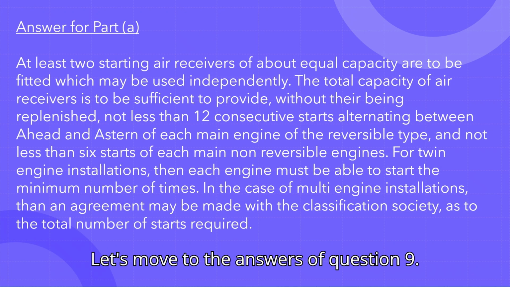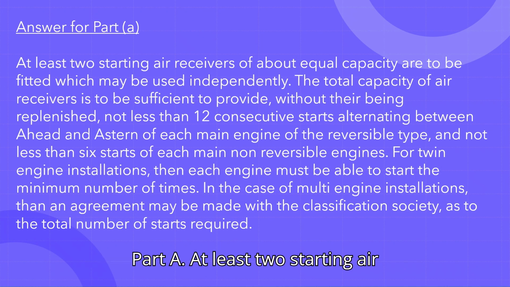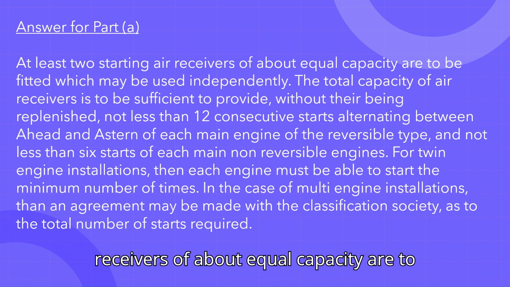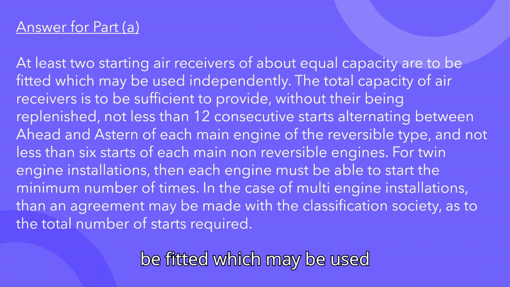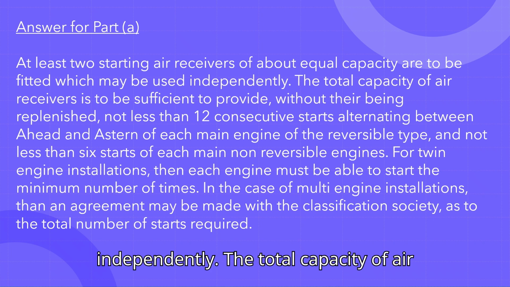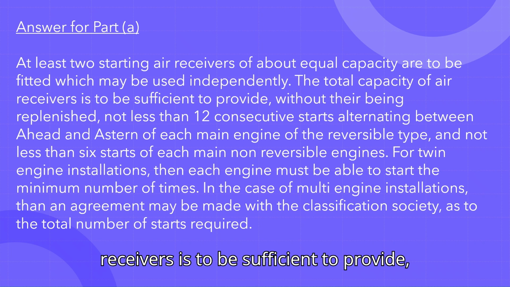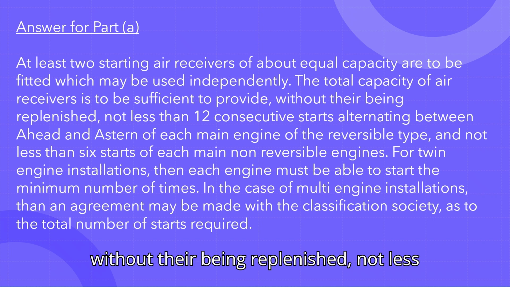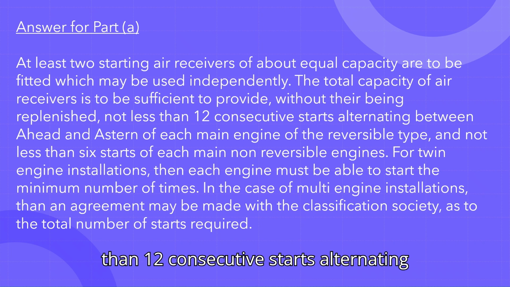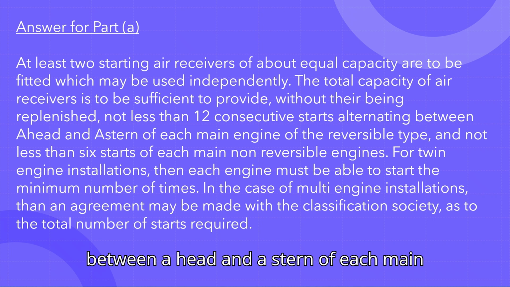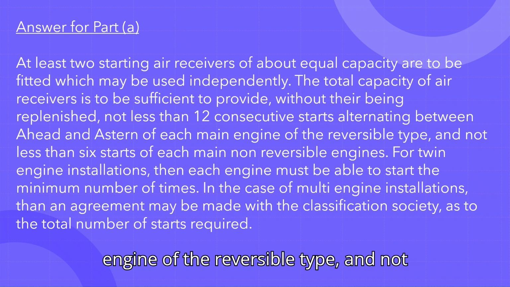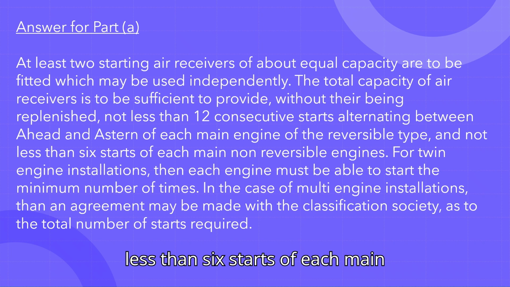Let's move to the answers of question 9. Part A. At least 2 starting air receivers of about equal capacity are to be fitted, which may be used independently. The total capacity of air receivers is to be sufficient to provide, without their being replenished, not less than 12 consecutive starts alternating between ahead and astern of each main engine of the reversible type, and not less than 6 starts of each main non-reversible engine.